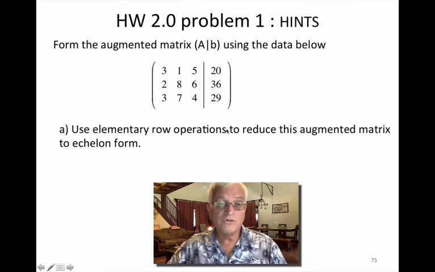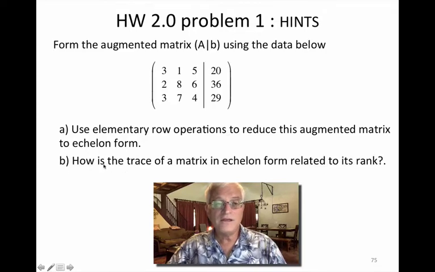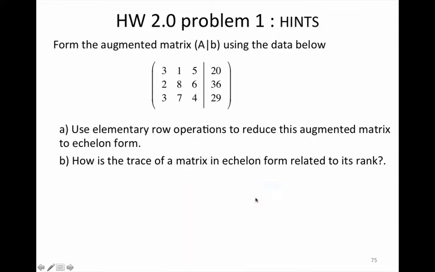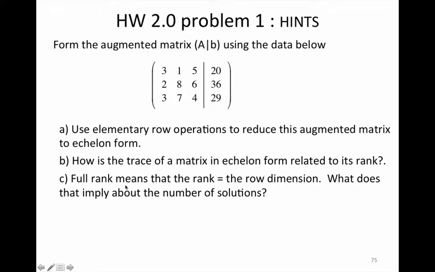So use your elementary row operations, reduce the augmented matrix to echelon form, then look at the trace. Remember, when you get echelon form, you will get 1s down this major diagonal. You might get some zeros even, but you'll get 1s or zeros, and when you add them up, that will be the trace. How is the trace related to the rank? Also, what does full rank mean? Well, it means that the rank is equal to the row dimension. So what does that imply about the number of solutions? You may need to go back and check the book on that, on how that works out.